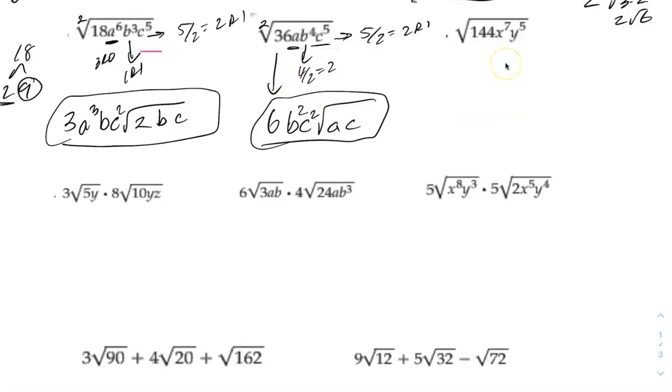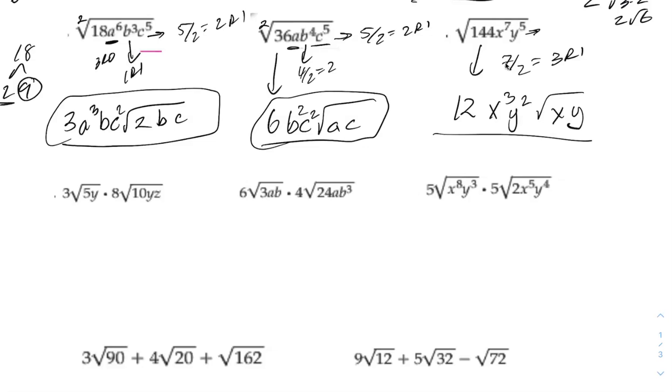Next one, 144 x to the 7 y to the 5. So square root of 144 is 12. x to the 7, 7 divided by 2 is 3 remainder 1. So x cubed, 1 left on the inside. 5 divided by 2 is 2 remainder 1. So y squared and then a y on the inside.